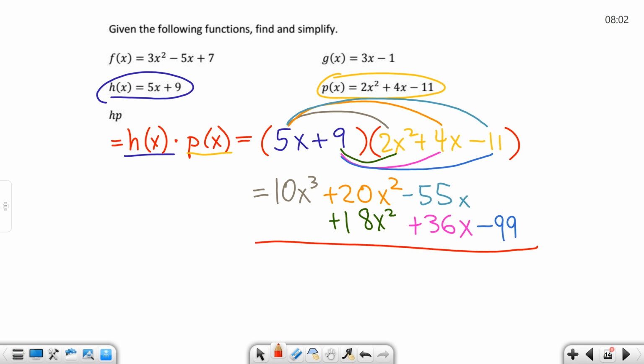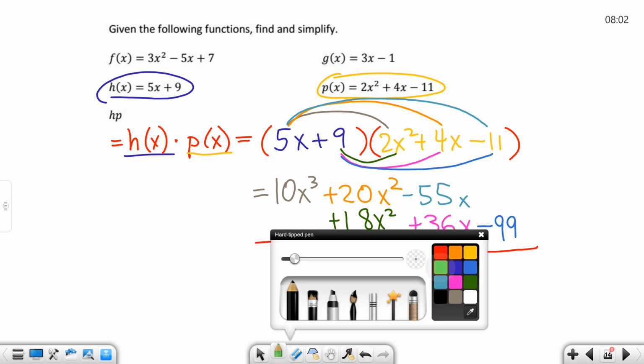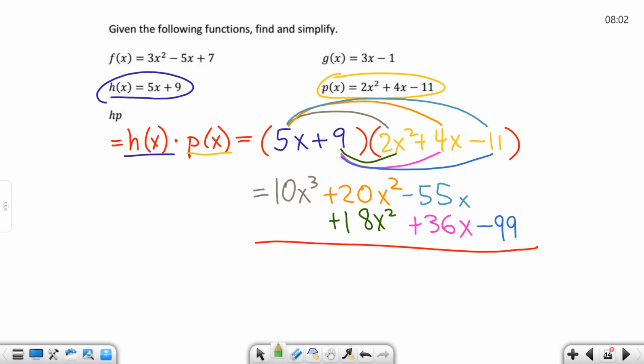And then I'm going to say, okay, look, I did all this. What is it going to total to here in the end? So I lined all my things up. The 10x cubed had nothing with it, so it's going to stay 10x cubed, or 10x to the third. Then I have a positive 20 and a positive 18. Both of them are x squared. When you add or subtract like terms, you get a like term. It's going to be x squared. 20 plus 18 is what? 38. So this is plus 38x squared.